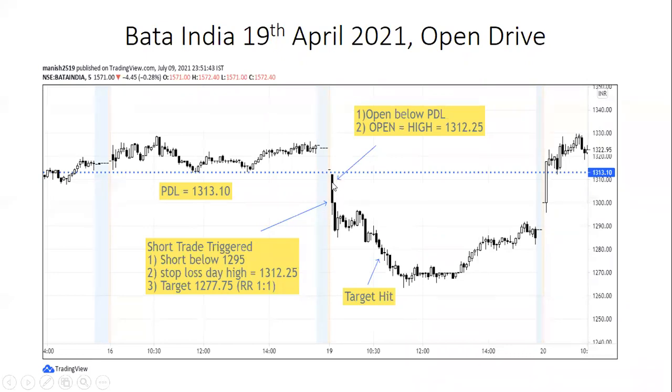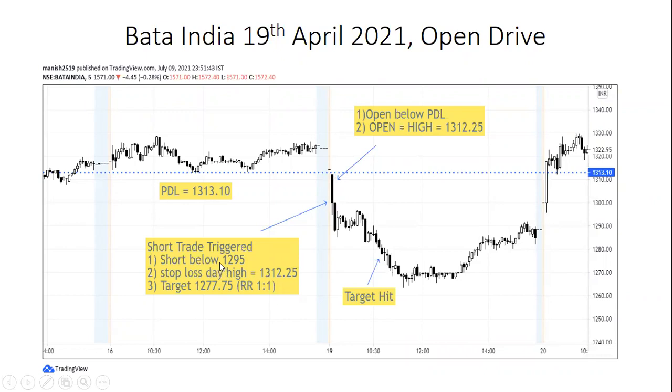Now in coming slides, again, I will show you how you can revise your stop loss. So at the time of taking the trade, your stop loss will always be the first candle high. And then later on, you can trail your stop loss, you can modify your stop loss and improve your risk reward ratio.